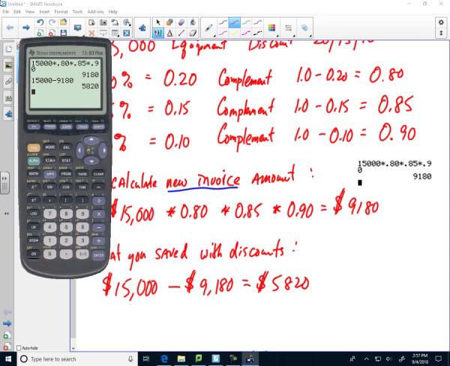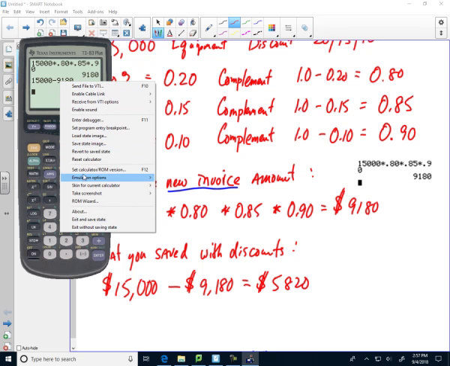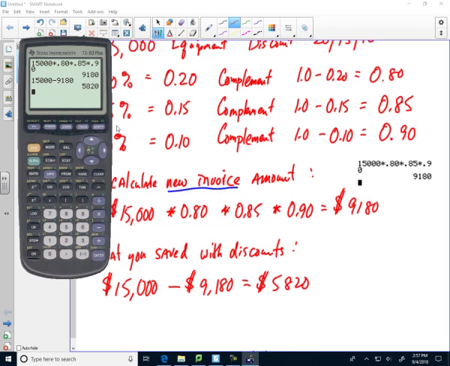Okay. So these are chain or series discounts.